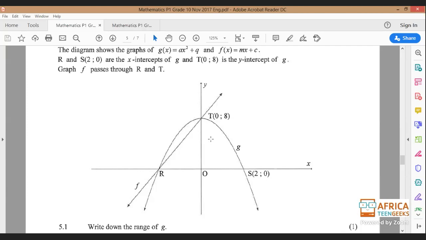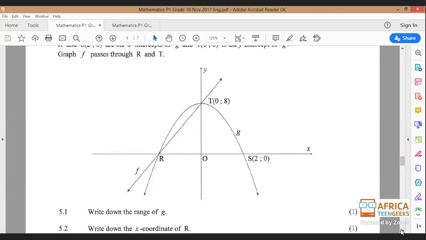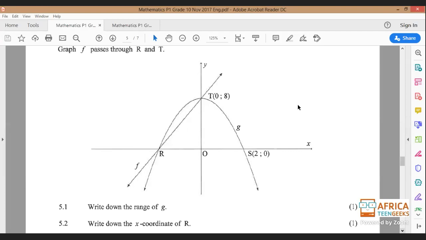So remember, don't forget that the range is the maximum or minimum that the graph can go to in your y-axis, right? Then when we look at 5.2, it says write down the x coordinates of R. So basically here, they want only the x coordinates of R. How can we get the x coordinates of R?